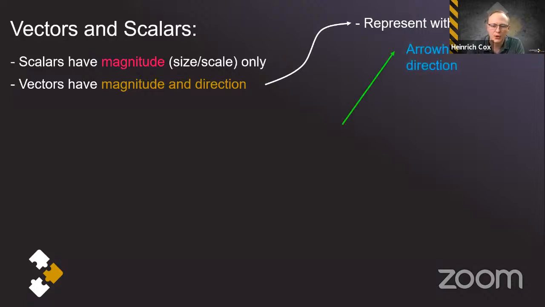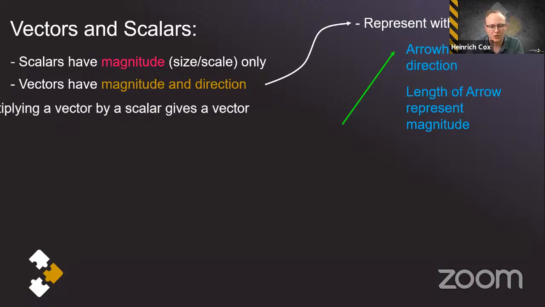So the arrow points in a direction, right? So that gives you the direction. And then the length of the arrow represents the magnitude. So a longer arrow means a greater magnitude, and a shorter arrow will mean a smaller magnitude.